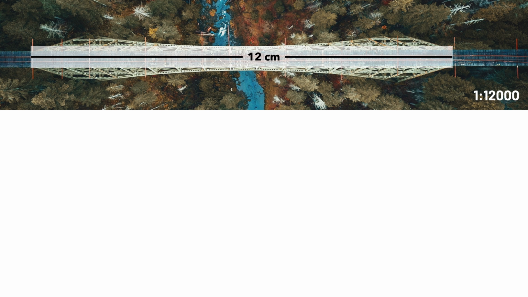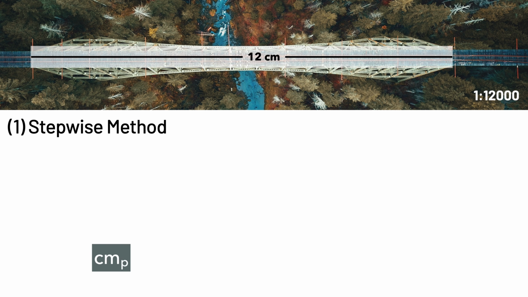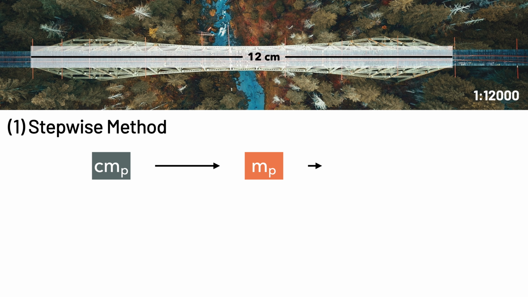I'm going to solve this problem two ways. The first I refer to as the stepwise method, which breaks down the problem into individual steps. For the bridge, we not only want to calculate how long the bridge is in reality, but how many meters long the bridge is. To do this, we need to start with the measurement on the photo, or centimeters in the photograph. We are then going to convert that to meters in the photograph, and finally meters in reality. This is a two-step process, indicated by the two arrows in the diagram.